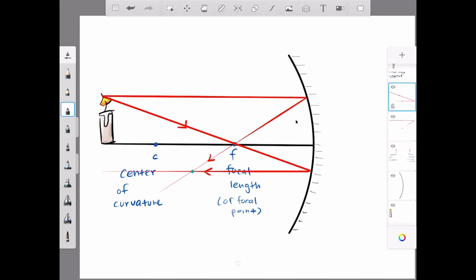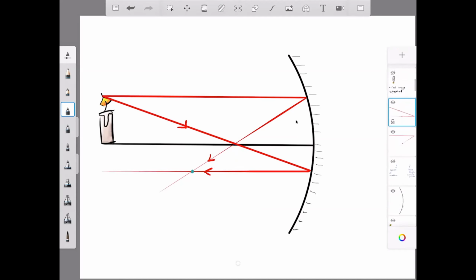If you were to do this for all of the light rays that are coming from the candlestick, they will all intersect at some point, which would be that one that I just drew. So here's what ends up happening. You get an inverted real image.